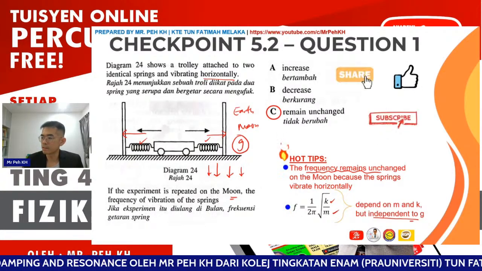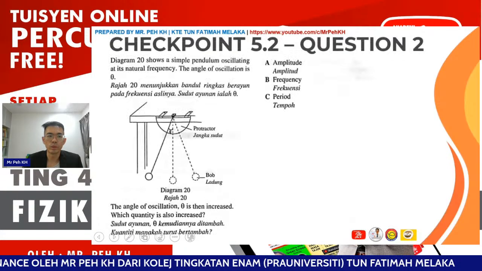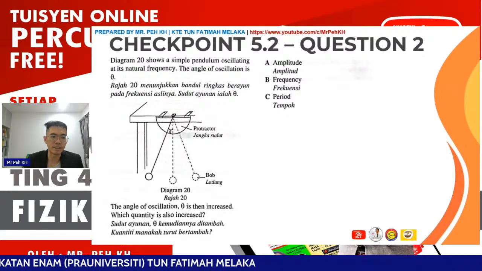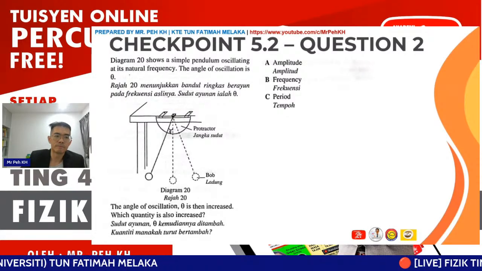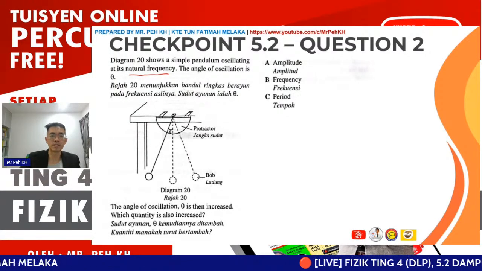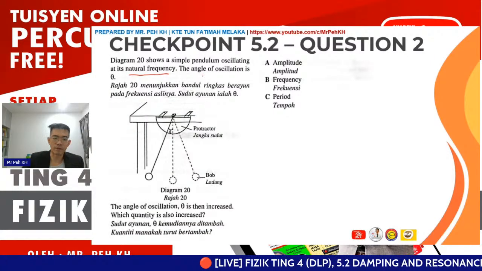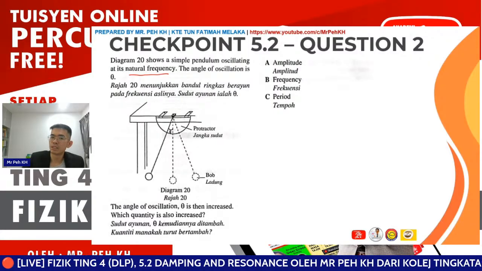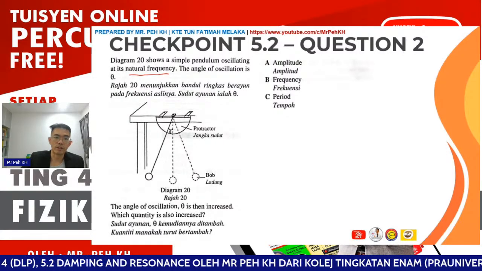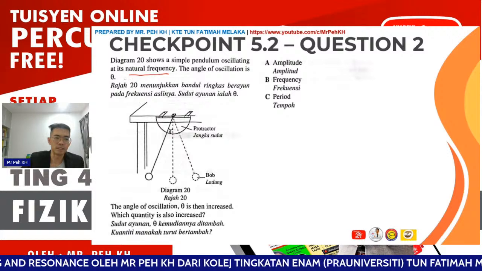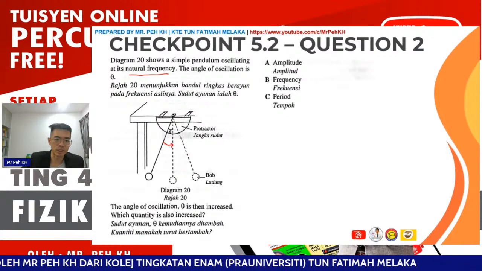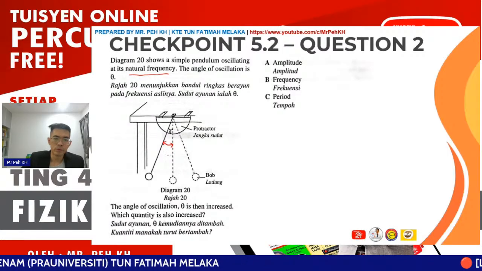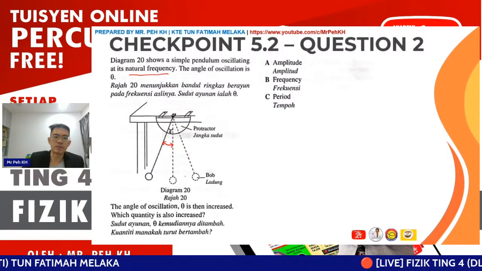Then the next question, number 2. Diagram 20 shows a simple pendulum oscillating at its natural frequency. Again, the natural frequency here is affected by g and L, according to the formula we learned just now. The angle of oscillation is theta. The theta is actually referring to the amplitude of the oscillation system here.